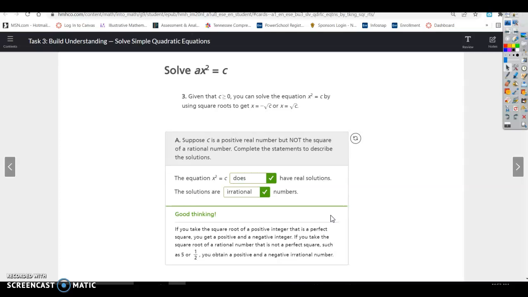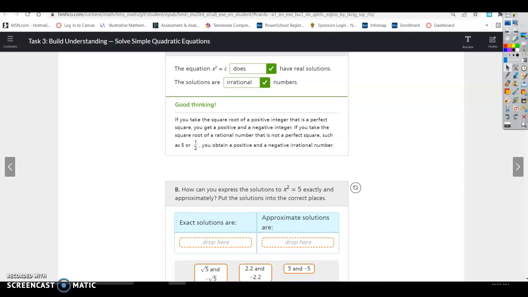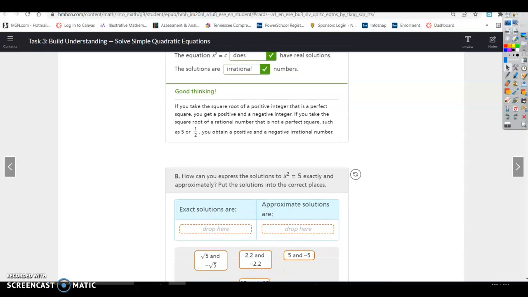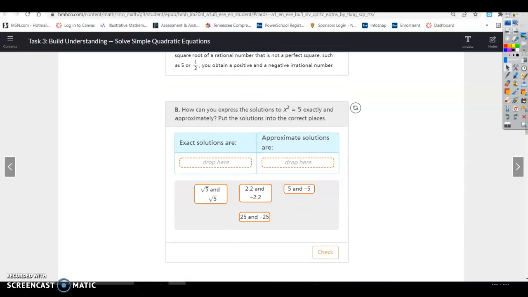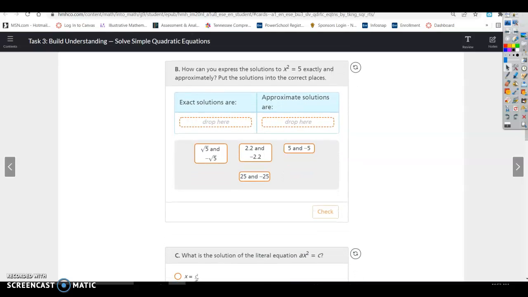So it means non-terminating, which means the decimal places go on forever. So lots of times square roots will be that. So when we look at some of these square root equations, you will see that some of them will have irrational answers. All right, so let's look at one example.